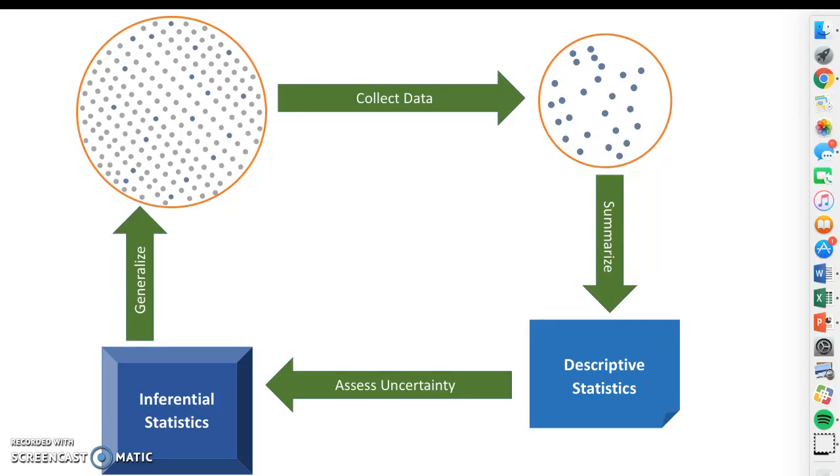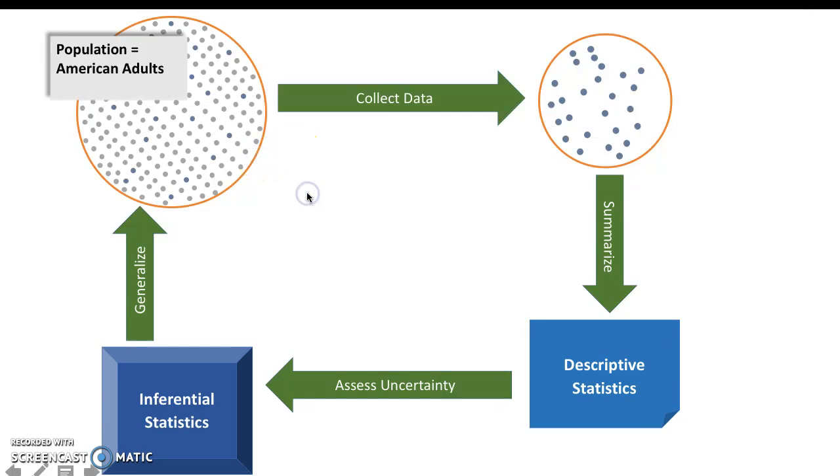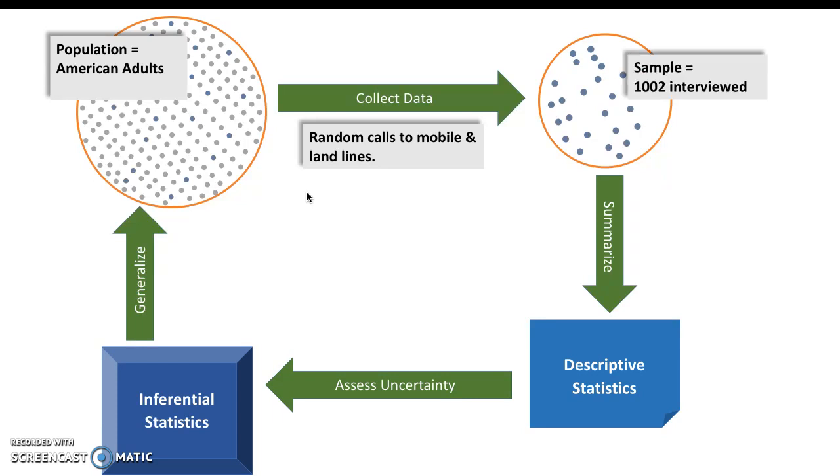Okay, let's take that study and fill in our statistical process, specifically for the pieces of the study that go with our process here. So, first of all, the population was American adults. Then if we look at the data collection, it was done with random calls to mobile and landlines, and we ended up with a sample of 102 that were interviewed.